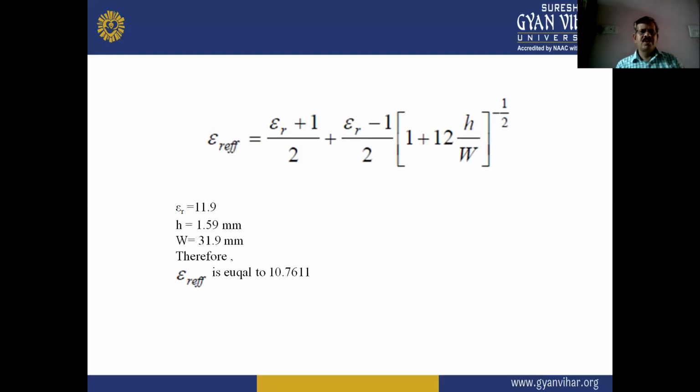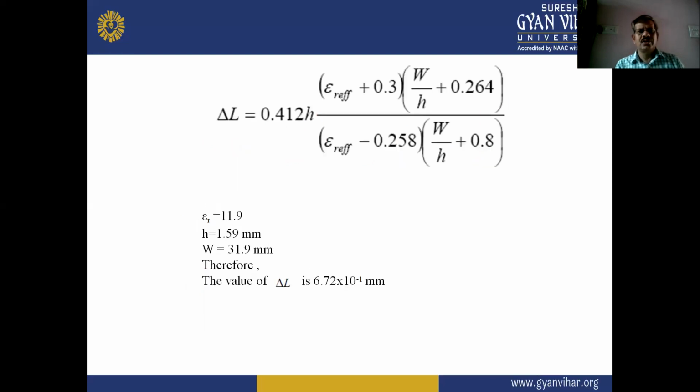So epsilon reference equal to (epsilon r plus 1) upon 2 plus (epsilon r minus 1) upon 2 into 1 plus 12 h upon W, under square root. So here epsilon r equal to 11.9, h equal to 1.59 mm, and W equal to 31.9 mm. Therefore, epsilon reference is equal to 10.7611.